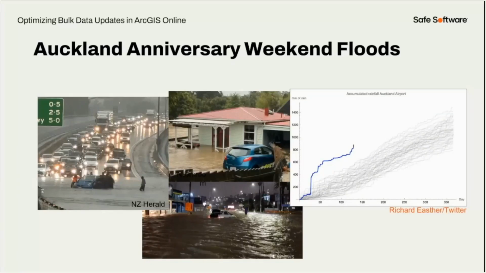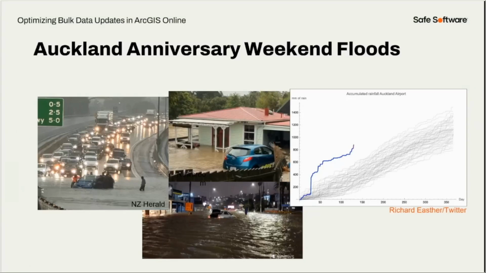An example are the 2023 Auckland anniversary weekend floods. You can get an impression of what this looked like in these pictures. So to sum it up, on the 27th of January, Auckland received an entire summer's worth of rain in a single day. It was around about 200 millimeters. The graph here shows accumulated rainfall at Auckland Airport for the years between 1963 and 2023, with the fat blue line representing 2023. And as you can see, that's way above what's ever happened before.